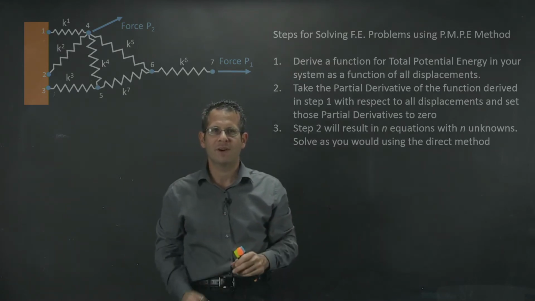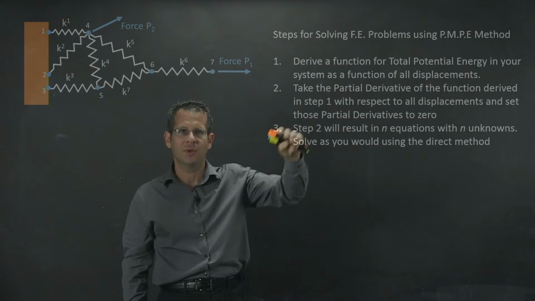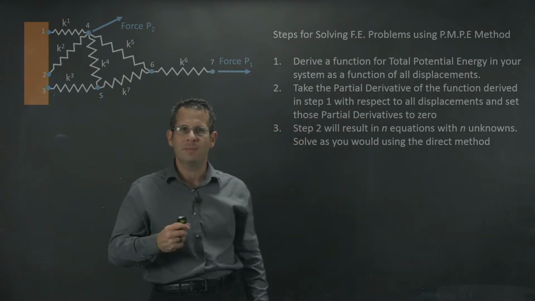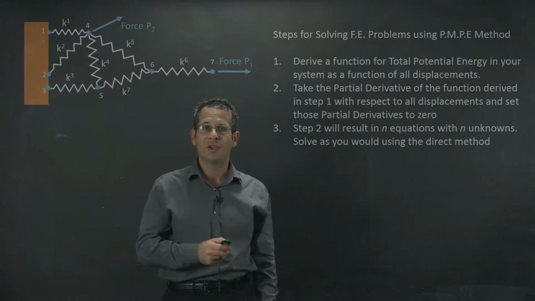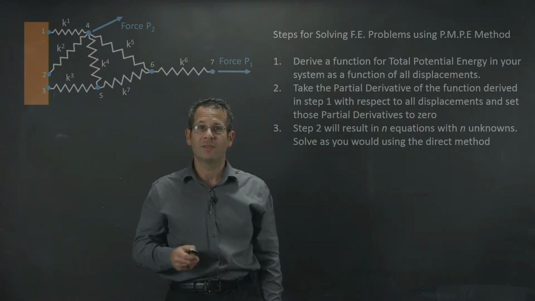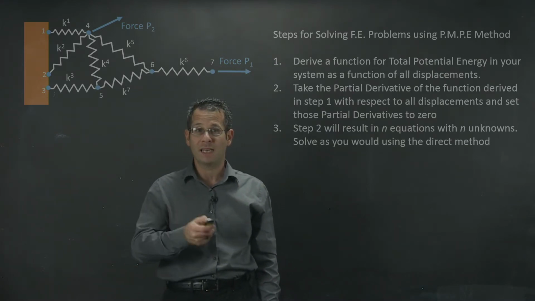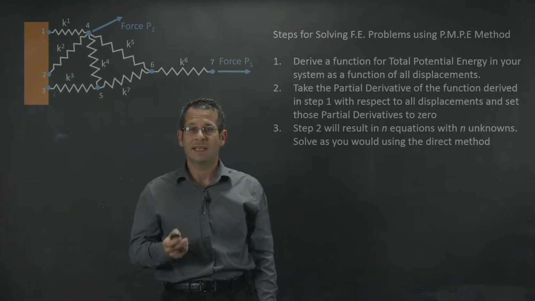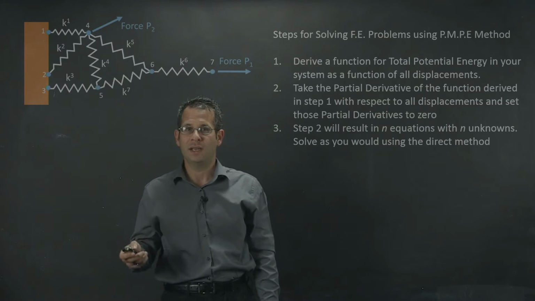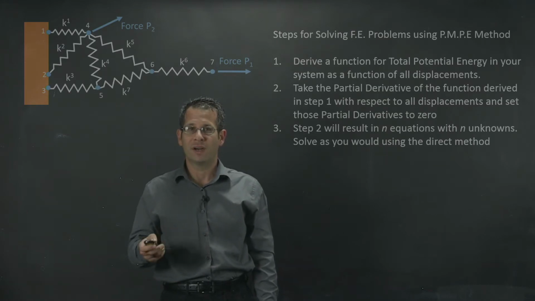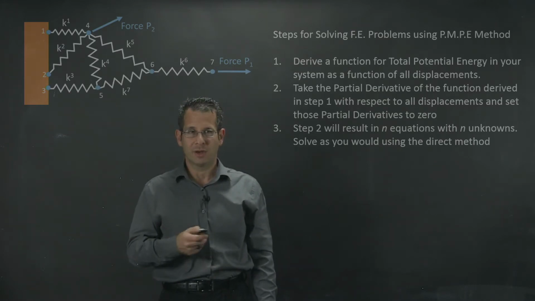Once you have that function, it's time to move on to step number 2. What you're going to do is try to find the minimum of that function with respect to your unknown displacements. You'll do that by taking the partial derivatives of that function with respect to those unknown displacements and setting those partial derivatives equal to 0, similar to what you did when you tried to find the minimum of a function in your first calculus course.